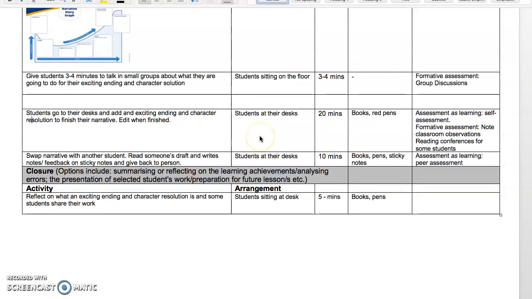The lesson could also be differentiated by giving different examples of exciting endings and character resolutions on the board to prompt students' thinking and ideas. Also by having a further discussion group on the floor for students who need extra support. Also group work at tables where students can work together to come up with ideas. And an extension for students is to write another exciting ending and character resolution that could be had for their same story.